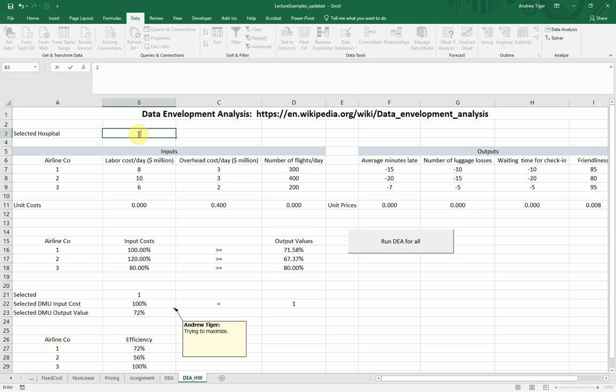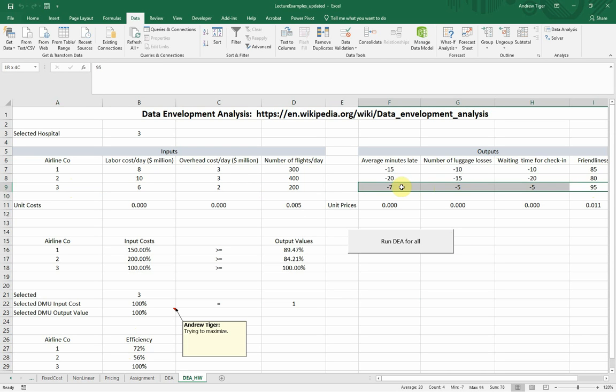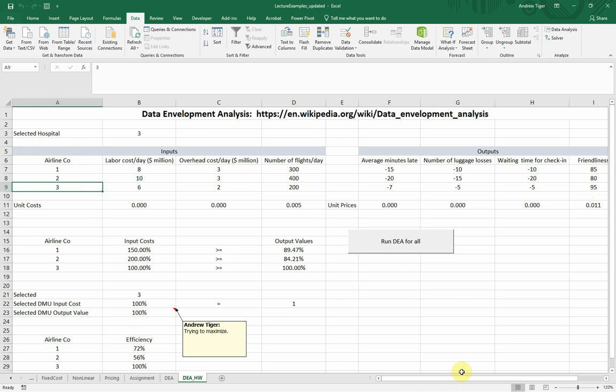You do it with the second one and run it again, and it's even less efficient. And then you do it with the third one, and it is 100%. So we're not saying airline 3 is the best, but it's saying it's efficient. So the other 2 ought to look at those and see what they are doing when they have a smaller labor pool, fewer flights, yet they seem to be doing better on these performance metrics. So what are they doing? This is who you would benchmark against.